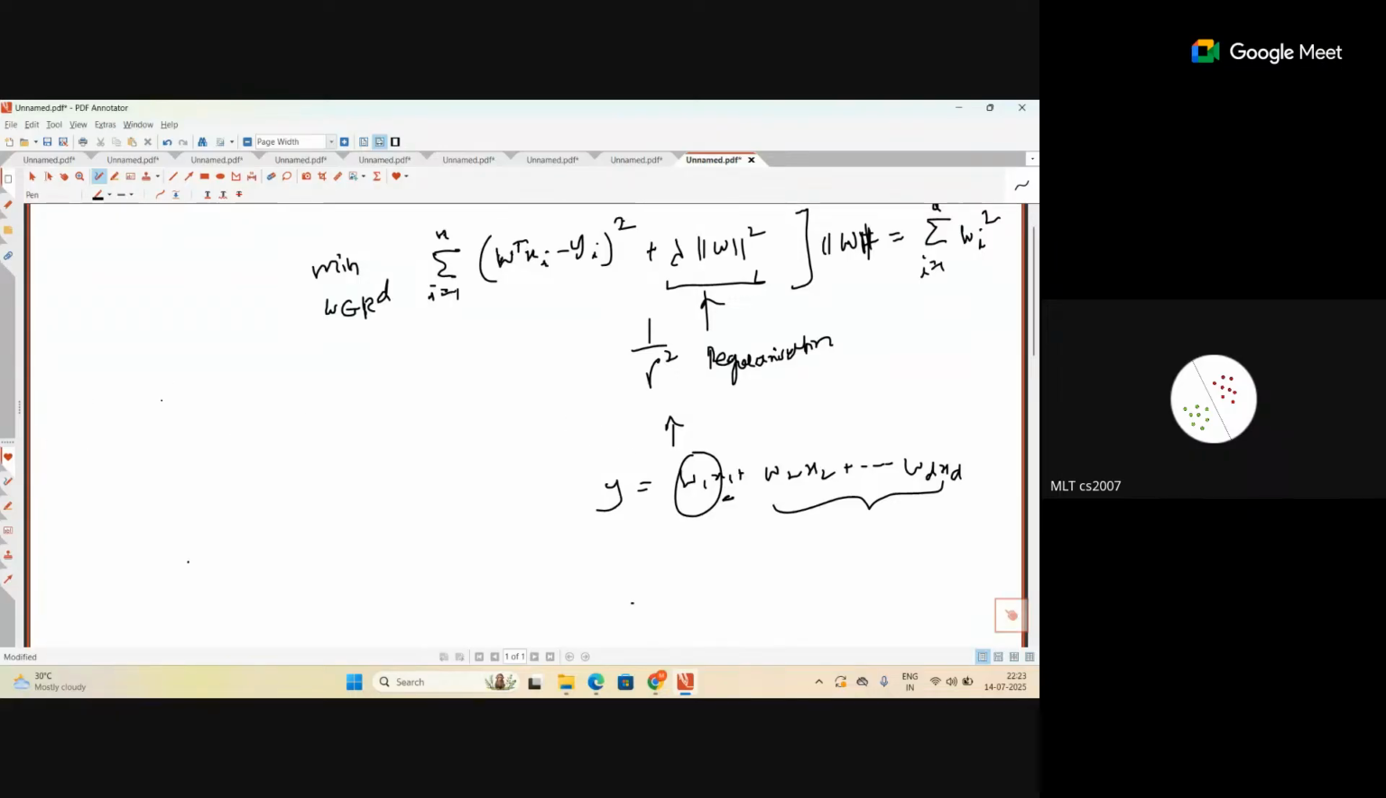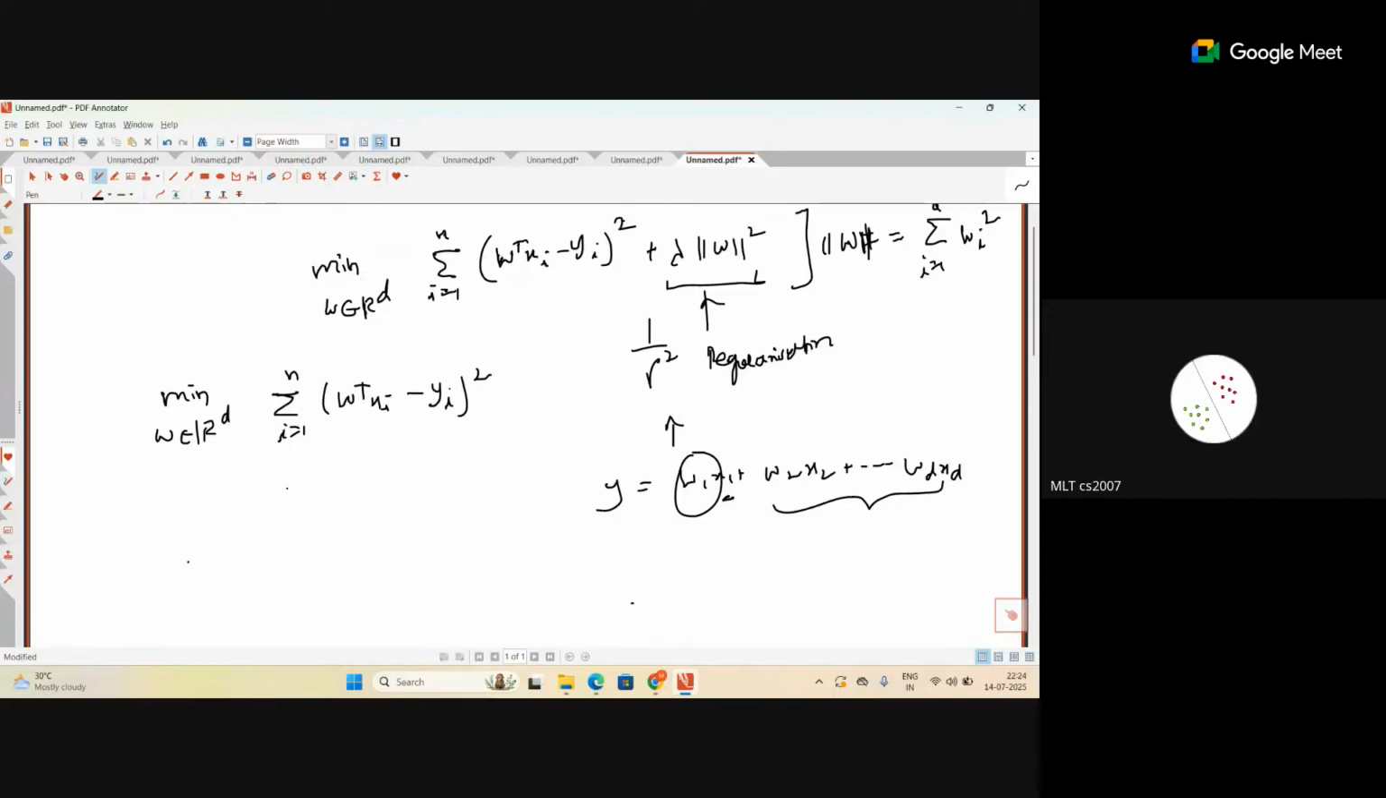This is the problem of constrained optimization. So this problem can be written this way: minimize over w, summation of i equal to 1 to n. So it is lambda which is controlling the weight w, and that is why it is called the regularization parameter.